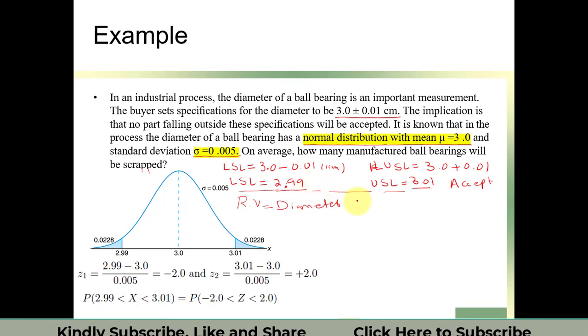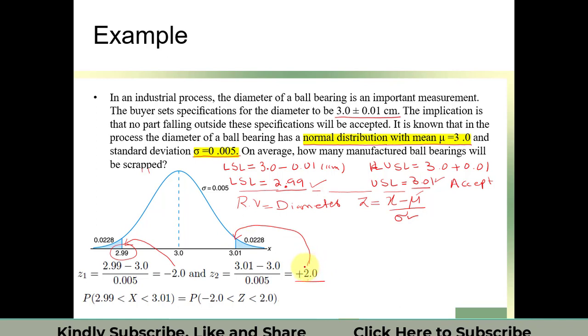So now our aim is to convert these two values of the random variable into the z distribution using the formula z equals x minus mu divided by sigma. Put the values of the mean and standard deviation in this formula. So we will get our z1 value, associated with 2.99, and the z value associated with this random variable value is minus 2.0. And when we put 3.01 in the formula, we will get z2 equal to plus 2. So plus 2 is the value of the random variable 3.01 in the standardized z distribution format.